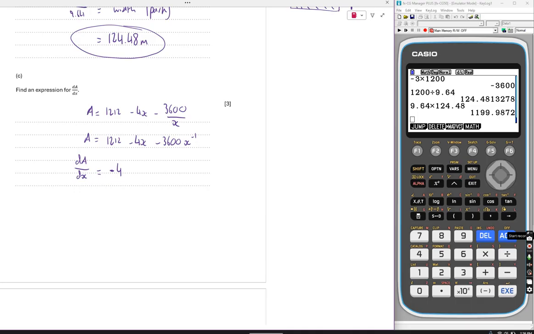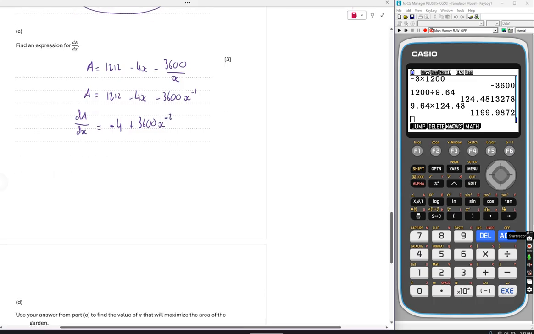Next part, negative 1 times negative 3600 is positive 3600. x to the power of negative 1 minus 1 is negative 2. So negative 2. Next line, let's just tidy this up a little bit. dA/dx is negative 4 plus 3600 divided by x squared.